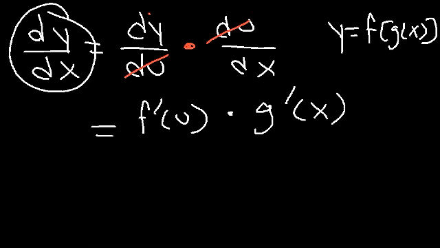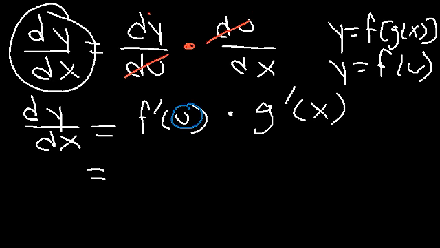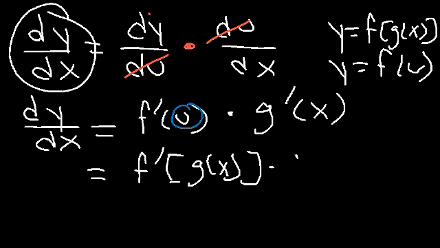So the derivative of y is dy dx if we differentiate it with respect to x. So now all we need to do here is replace u with what it's equal to. We said that y is also equal to f of u, and u is equal to g of x. So we could replace this u with g of x. So therefore, we have f prime g of x times g prime of x. That's equal to dy over dx.